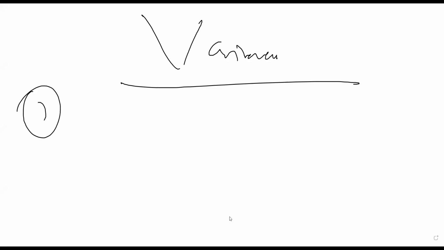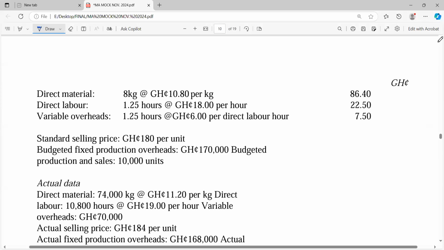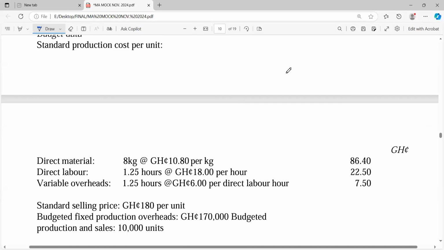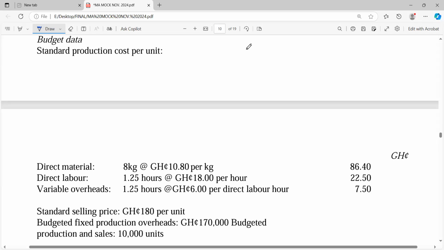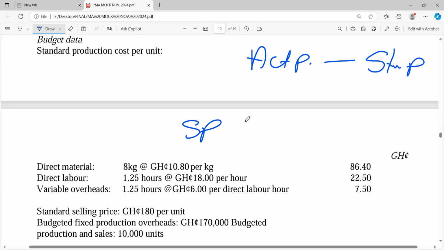The first one is reconciliation. How to prepare a reconciliation. So let's go through slowly. What is reconciliation? You see, the difference between the actual profit and the standard profit is a variance that creates that. So if I have the standard profit and adjust it, plus or minus the variances, it should give me the actual profit. That's what we call a reconciliation statement.